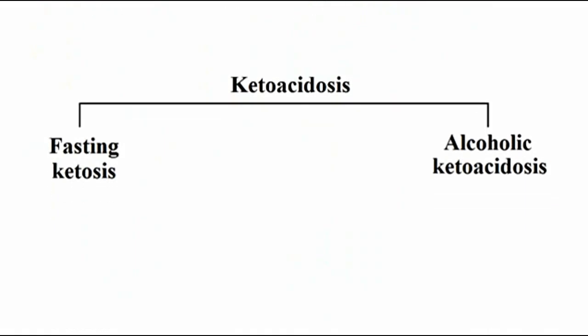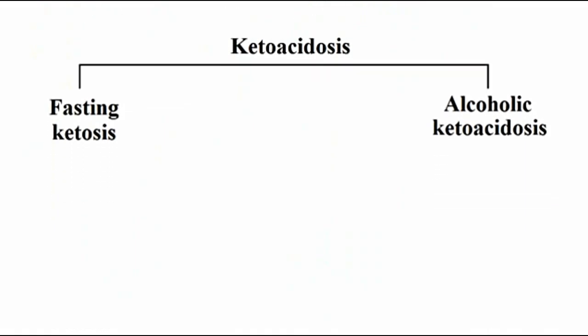And so besides diabetic ketoacidosis, there are other forms of ketoacidosis, which include fasting ketosis. So hepatic generation of ketone bodies is normally seen in patients that undergo fasting for more than 12 hours, and this is a normal physiological state. And then alcoholic patients can also develop ketoacidosis.